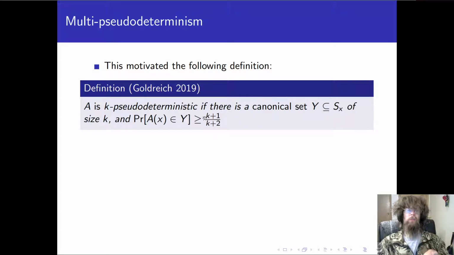And it's actually very important to have this because we don't know how to amplify this probability if it starts out below here. If it's at least k plus 1 over k plus 2, we can do standard amplification techniques. We run it a lot of times and output the most common value. But if you drop below this probability, then there could be a bad output that's more likely than any individual good output.